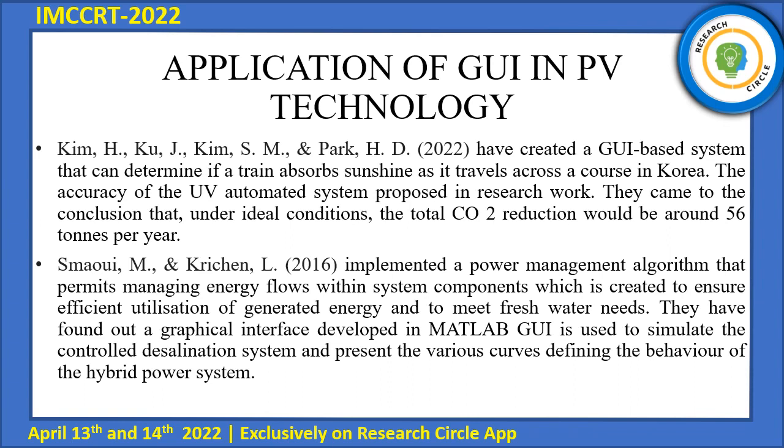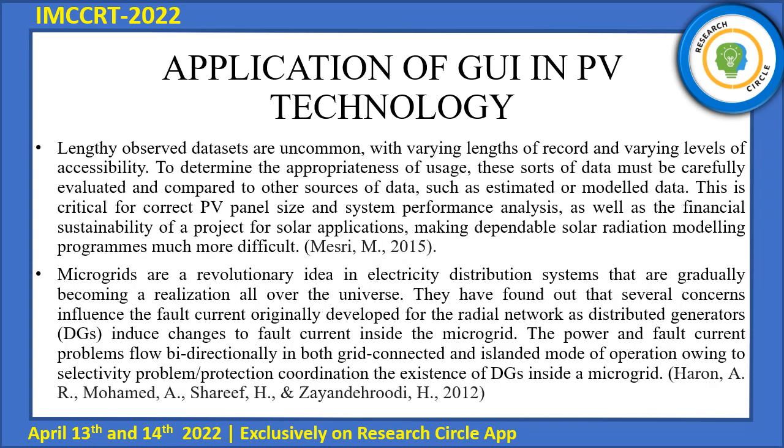A GUI-based system that can determine if a train absorbs sunshine as it travels across a course in Korea has been created. The accuracy of the UV automated system proposed in the research work led to the conclusion that under ideal conditions, the total CO2 reduction would be around 56 tons per year. And then a power management algorithm that permits managing energy flows within system components is created to ensure efficient utilization of generated energy and to meet fresh water needs. A graphical interface developed in MATLAB GUI is used to simulate the controlled desalination system and present the various curves defining the behavior of the hybrid power system.